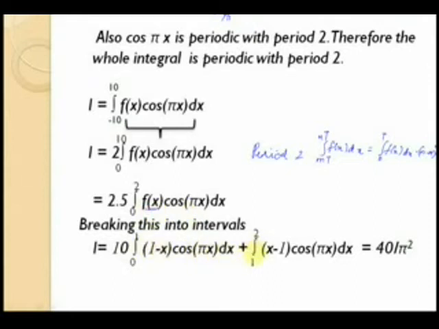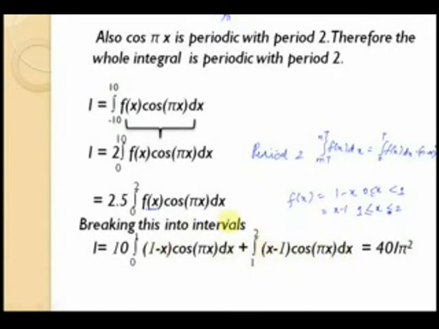plus the integral from 1 to 2 of x minus 1 into cos of pi x into dx, because f(x) is equal to 1 minus x when x is greater or equal to 0 and less than 1, and is equal to x minus 1 when x is greater or equal to 1 and less than or equal to 2. Thus I would be equal to 10 times the integral of 1 minus x into cos of pi x dx from 0 to 1 plus the integral of x minus 1 into cos of pi x dx from 1 to 2.